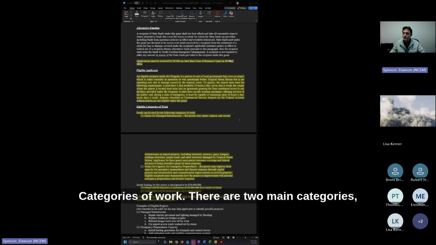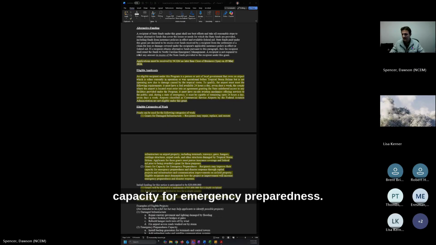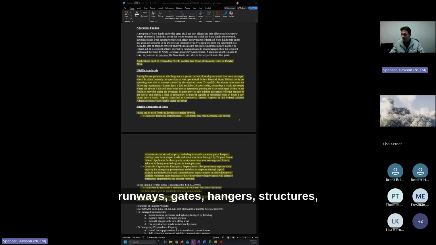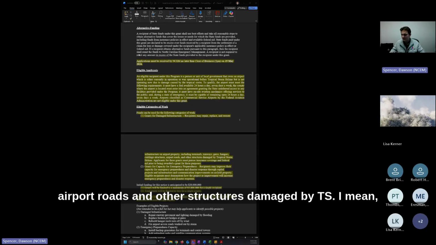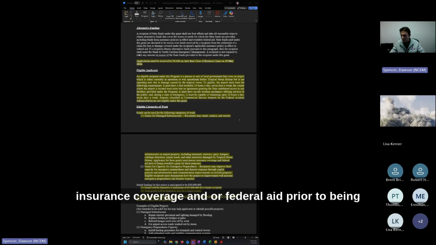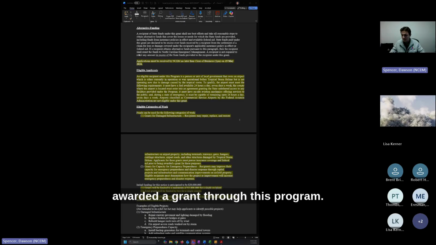Categories of work. There are two main categories: grants for damaged infrastructure and grants for capacity for emergency preparedness. Grants for damaged infrastructure are more or less for recipients that need to repair, replace, or restore infrastructure on the airport property, including such things as terminals, runways, gates, hangars, structures, airport roads, and other structures damaged by TS Helene. Applicants for these grants must pursue insurance coverage and/or federal aid prior to being awarded a grant through this program.